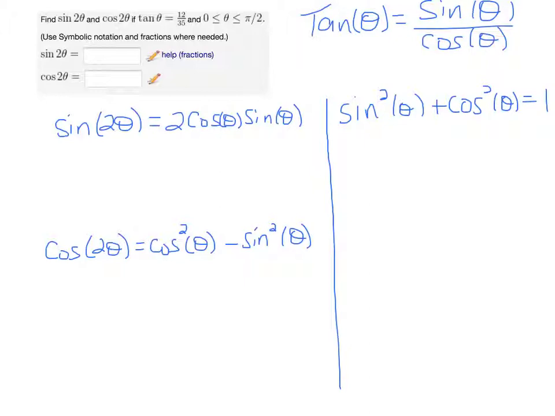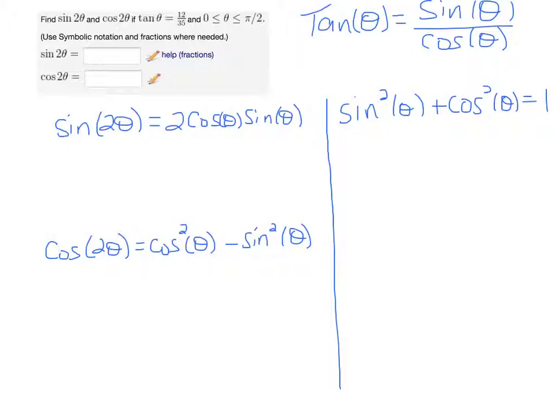So I've written some identities. Tangent of theta is sine over cosine theta. I have the Pythagorean identity, sine squared theta plus cosine squared theta equals 1. And I wrote down the double angle identities here and here.